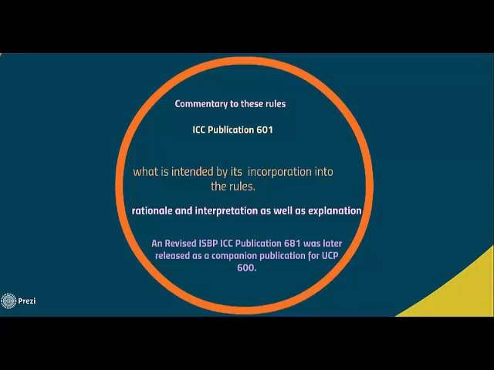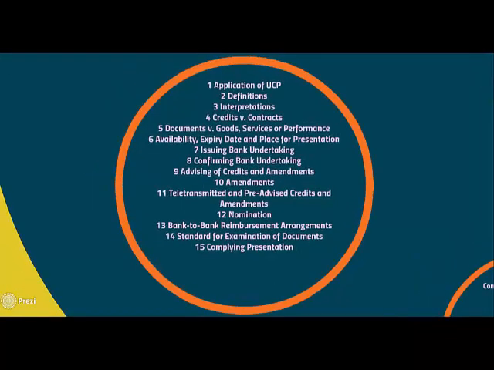Also a revised ISBP called ISBP 681 was published for the UCP 600. The earlier publication is called 645, we have seen. The next publication is 681. This is called the revised ISBP and this is a sister publication of UCP 600. As on today, we have something called ISBP 745, which is an updated version of the ISBP, not a revised version but an updated version.